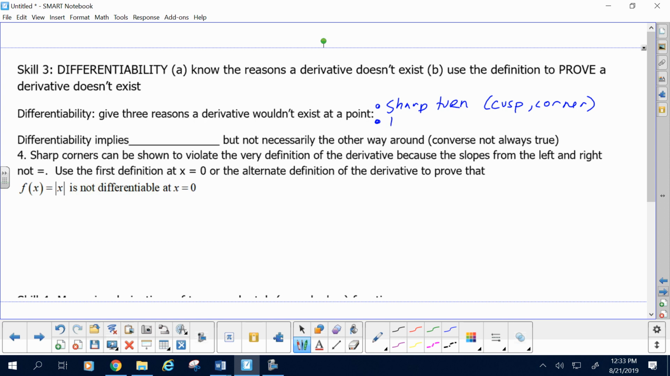Discontinuity. That's at all discontinuities. It could be a vertical asymptote. It could be a hole. Any discontinuity, no derivative. You can't have a derivative at a point that doesn't exist. Yeah. What else? There's one more.